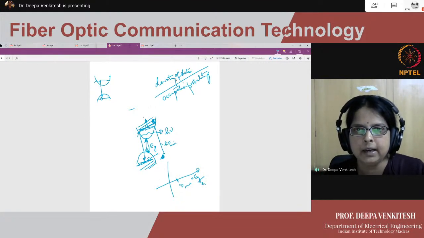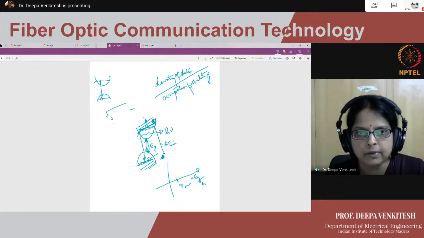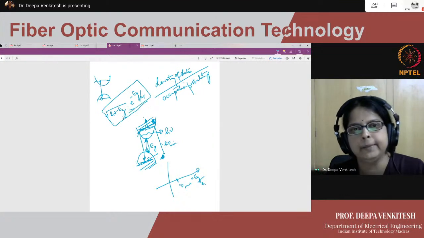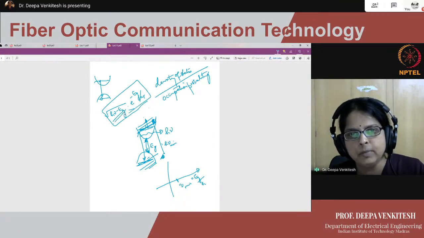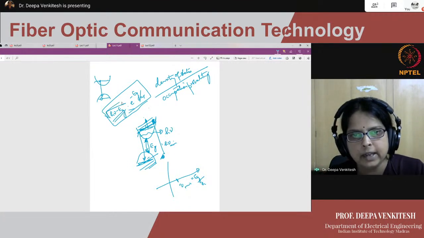So I kind of told you that, in fact, I did not derive, I said that the density of states is proportional to square root of h nu minus Eg, and the occupation probability is proportional to e power minus Eg by kT. So the spectrum is decided by this quantity. This root of h nu minus Eg evidently tells you that you cannot have your nu smaller than Eg. That gives you the nu minimum here.